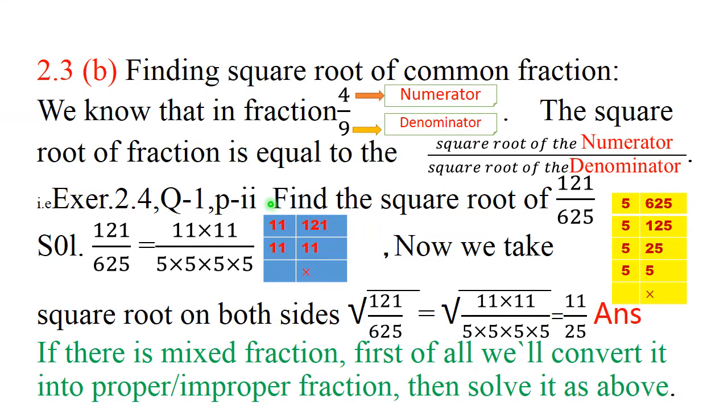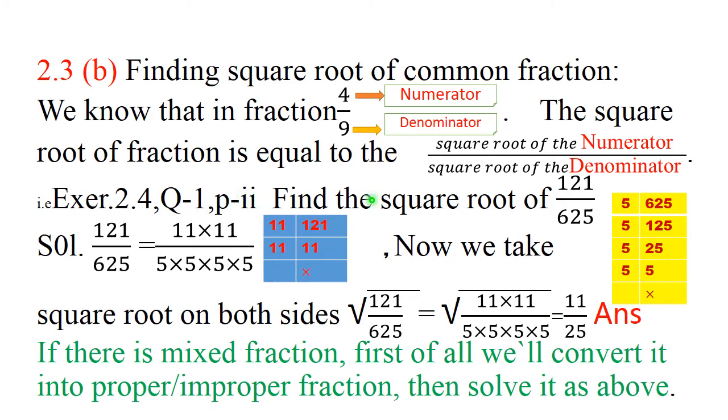Page 2, Article 2.3b. Finding square root of common fraction. We know that in fraction 4 by 9, 4 is numerator and 9 is denominator. The square root of a fraction is equal to the square root of the numerator divided by the square root of the denominator.